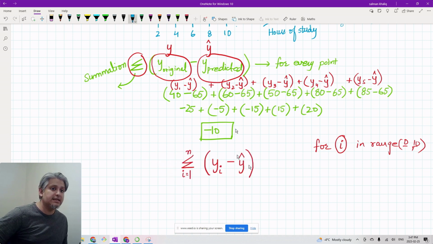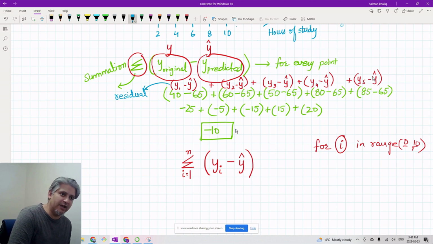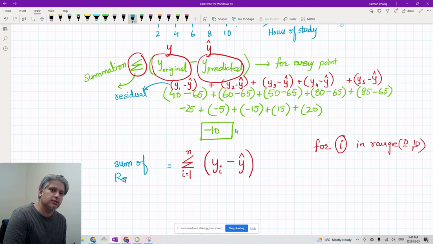This is the sum of all of these brackets. What are these brackets? This bracket is the residual of point 1. This is the residual of point 2. This is the residual of point 3. This is the residual of point 4. This is the residual of point 5. If I add all of them up, I should be getting the sum of residuals, which means I can maybe use the sum of residuals over here.